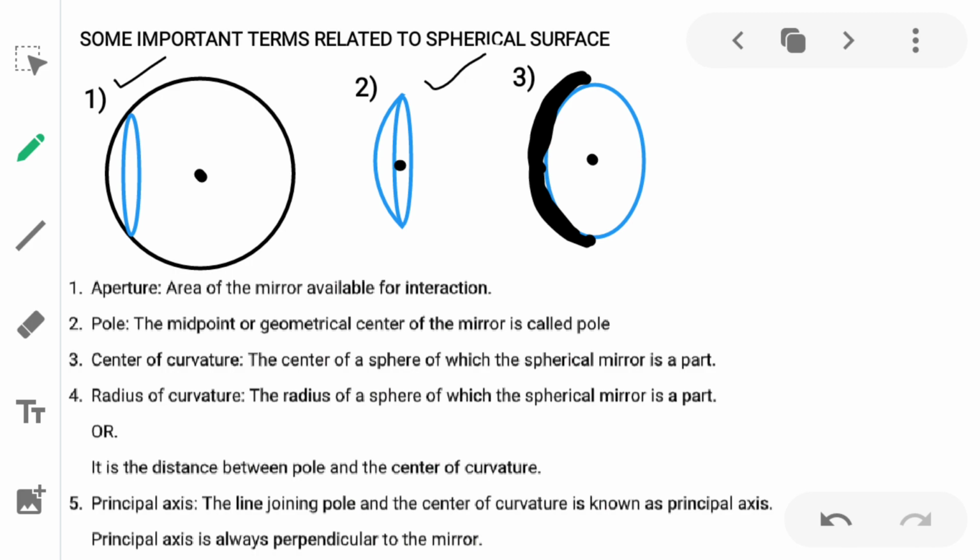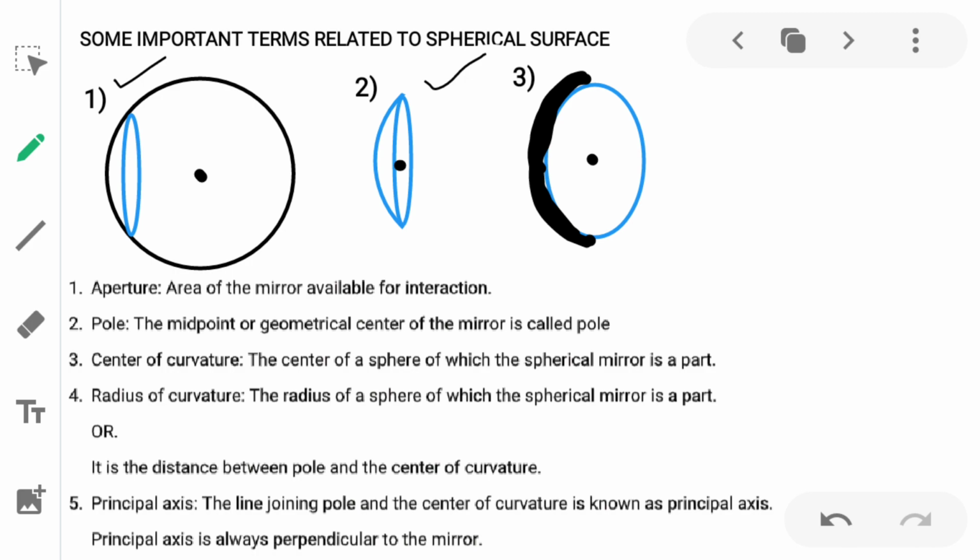You take a hollow glass sphere and cut it at the side. You get a structure similar to a watch glass, and when you paint it on any side, it reflects and becomes a spherical mirror. Now we'll see some important terms related to the spherical mirror.